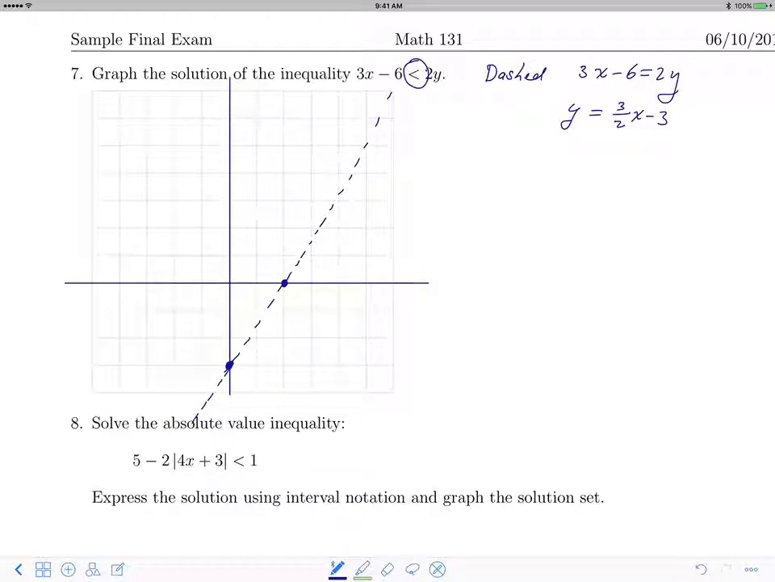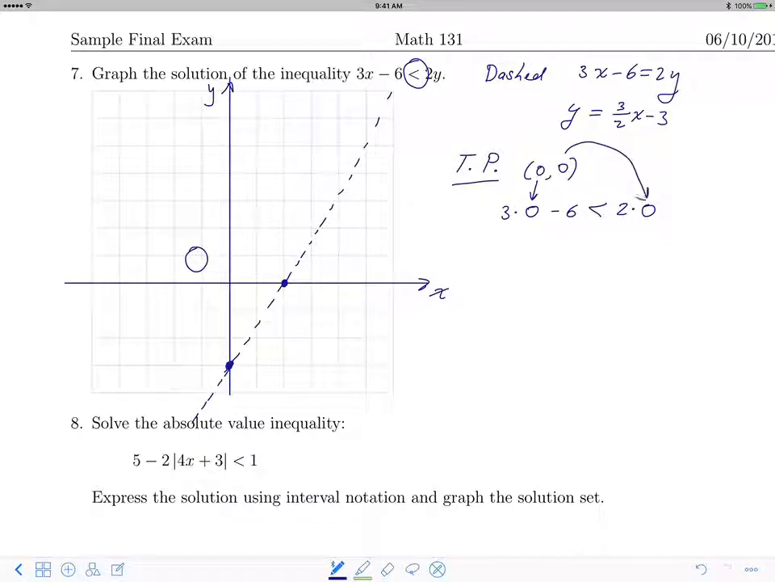So the next thing we're going to do is choose a test point. The test point can be any point in the xy plane that is not on the line. So I like to pick the origin because it's available. It's not on the line, so it's a valid test point. Now the test point has to be plugged into the original inequality. 3 times 0 minus 6 is less than 2 times 0. So I'm plugging in the x here and the y here.